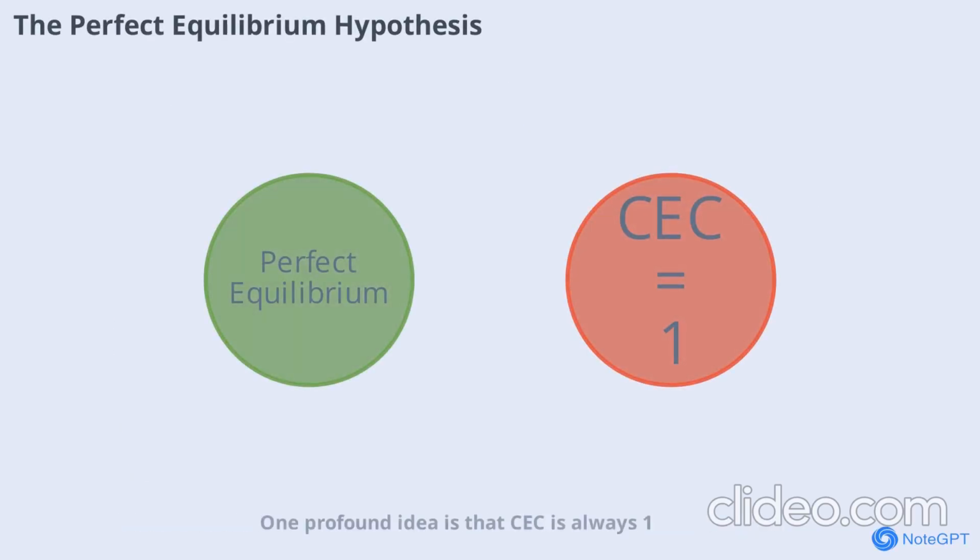One profound idea is that CEC is always one. This means the cosmos maintains perfect dynamic balance at all times. No matter how chaotic or orderly things seem locally, the total sum of expansive and contractive forces always cancels out. This is like a cosmic seesaw that never tips no matter what happens. It's a foundational postulate that underpins the entire framework.